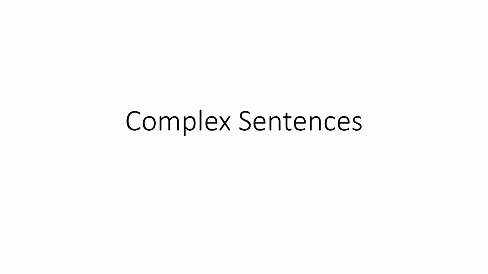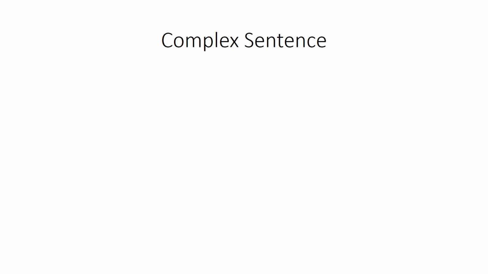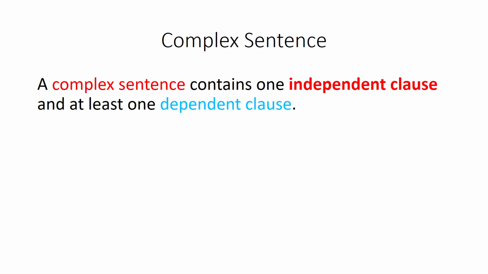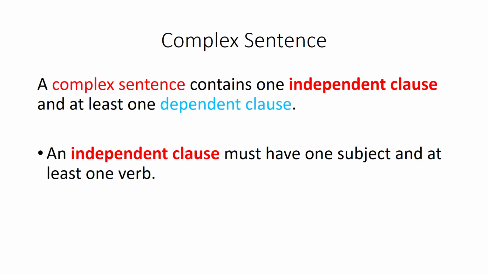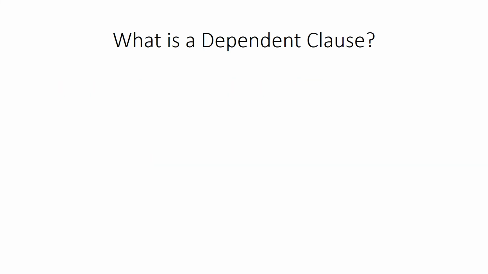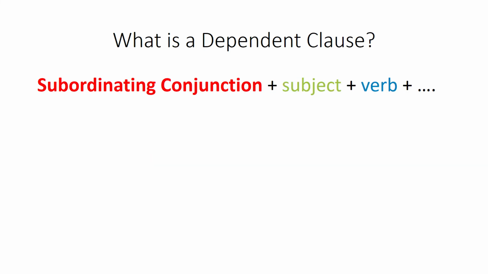Complex sentences. What is a complex sentence? A complex sentence contains one independent clause and at least one dependent clause. For a refresher, an independent clause must have one subject and at least one verb. So what then is a dependent clause? A dependent clause has a subordinating conjunction in front of the subject and verb.